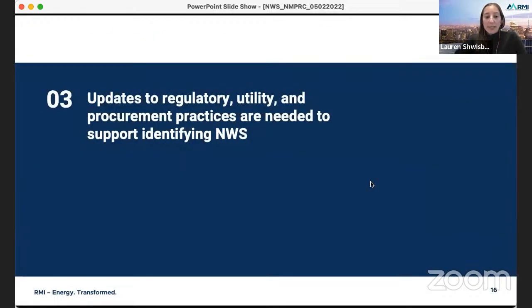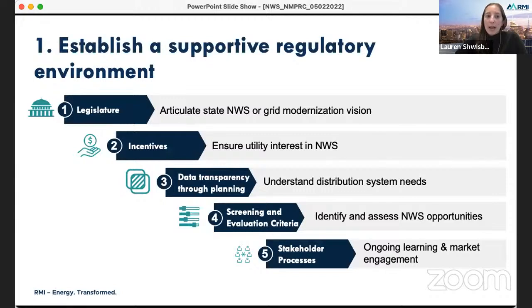So finally, I wanted to get into what's needed to make non-wires solutions happen. So those regulatory, utility, and procurement changes, and particularly just highlight some of the ways that they've progressed in Minnesota and in Oregon. So first, the need is to establish a supportive regulatory environment.